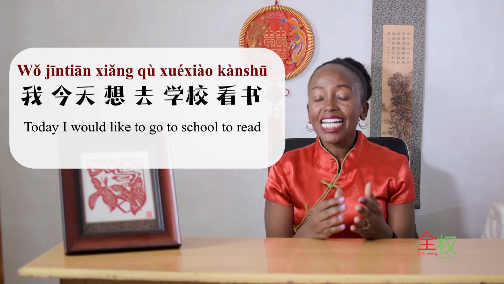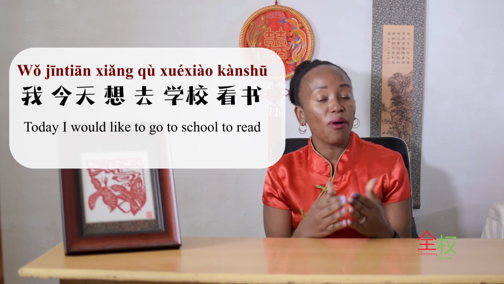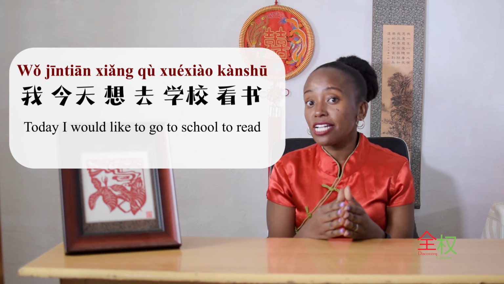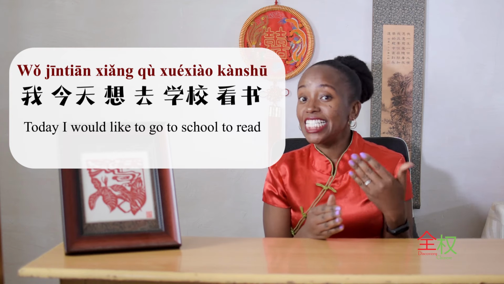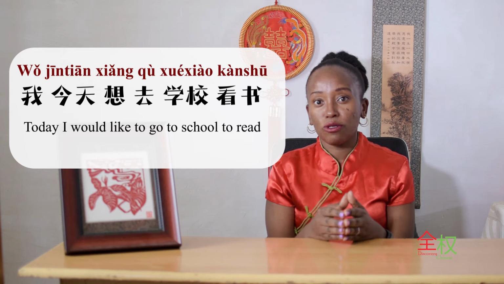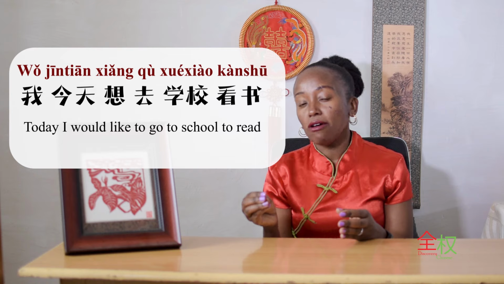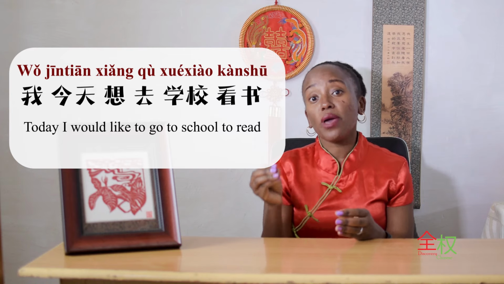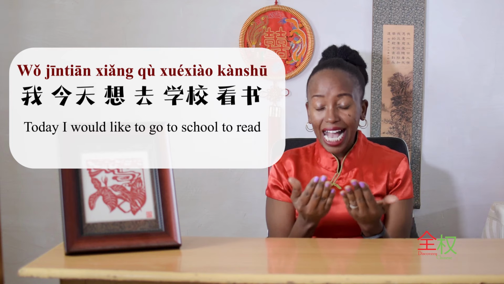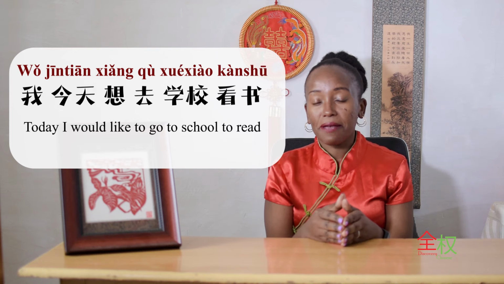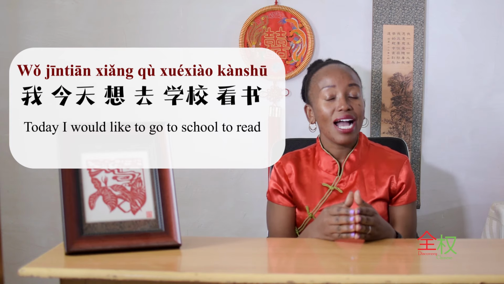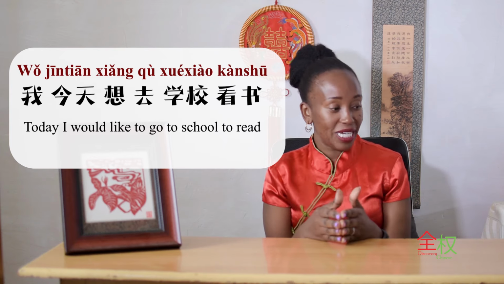Another example. 我今天想去学校看书。Today, 今天 is today. We've already learned that. I would like to 去学校 to go to school. 学校 is school. To do what? 看书. 看书 is to read. So, 我今天想去学校看书. I would like to go to school to read.